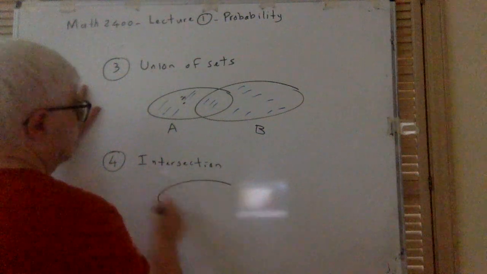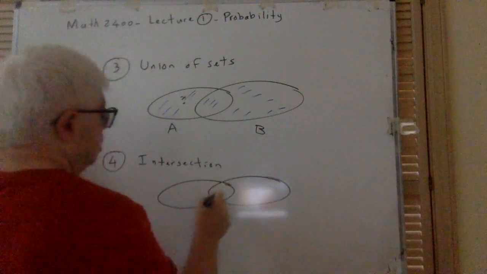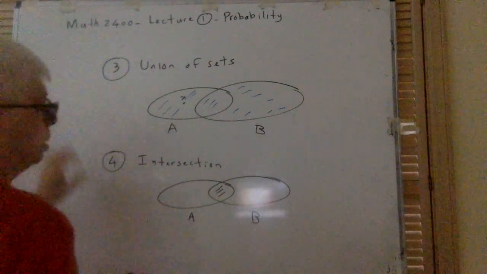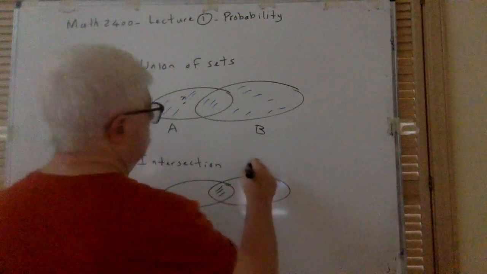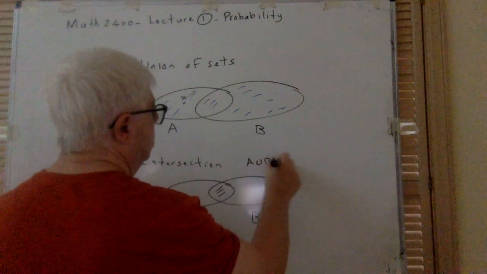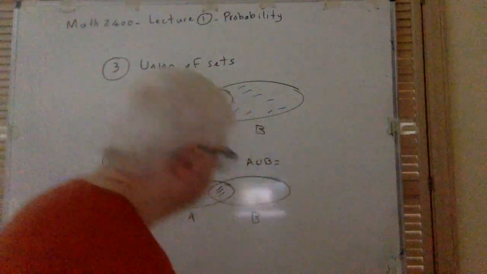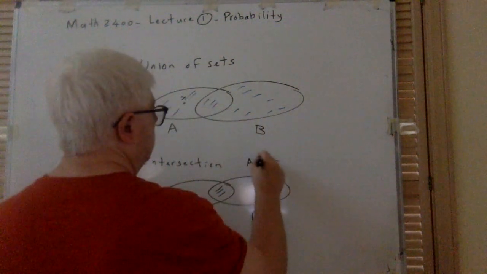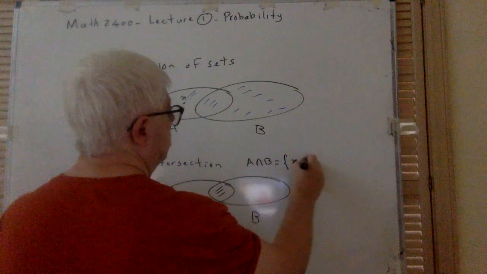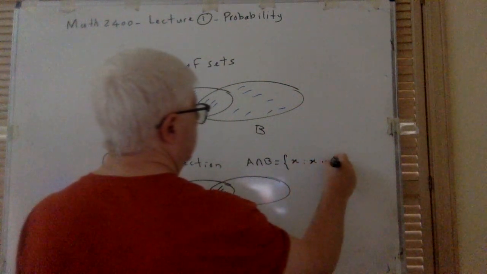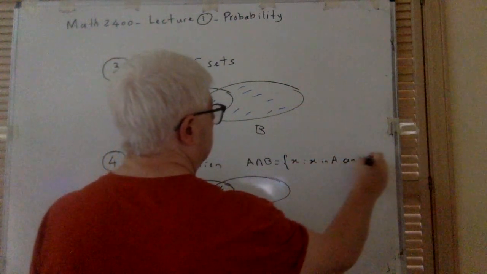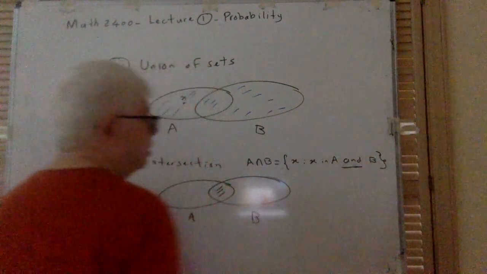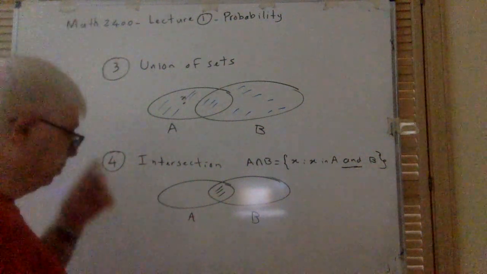So intersection, as you can guess, is this. If this is A, this is B, then A intersect B is where? Let's write here. A intersect B, oh no, that's union. A intersect B goes the other way. A intersect B is all x's such that x is in A and B. So you see, intersection goes with "and", so it should be in both of them.